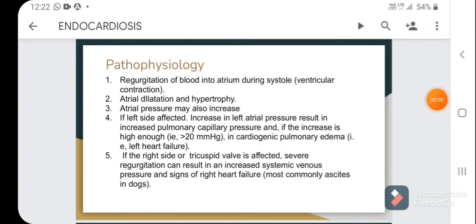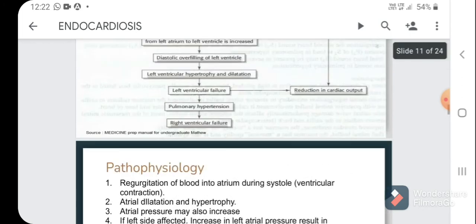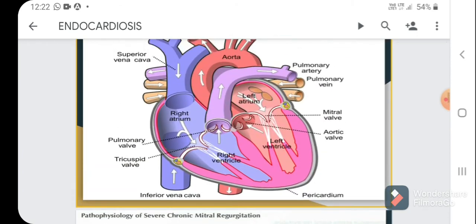Okay, now let's discuss the pathophysiology of this disease. Due to valvular endocardiosis, the AV valve can't close properly. They become leaky. So when the ventricle contracts, blood during systole leaks back into the atrium. As you can clearly see in this slide, if the right side tricuspid valve is affected, then when the right ventricle contracts, blood will regurgitate back into the right atrium.